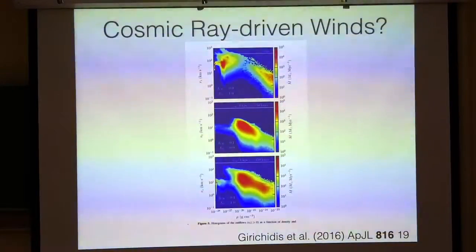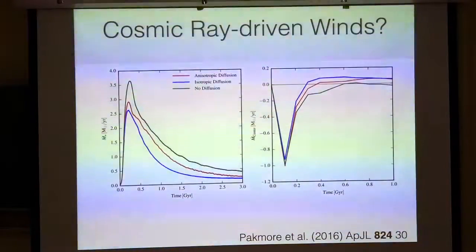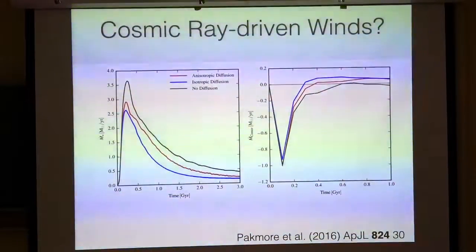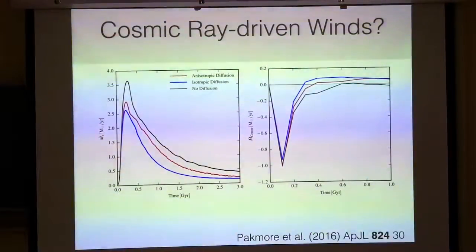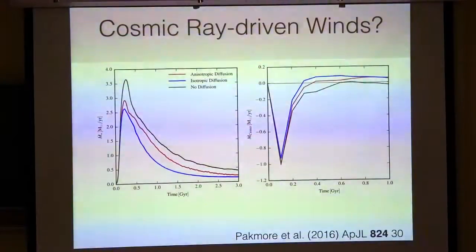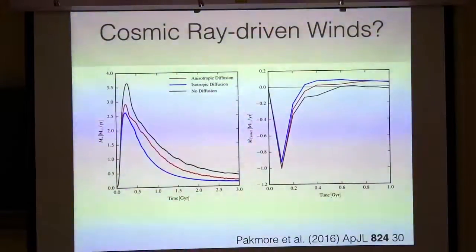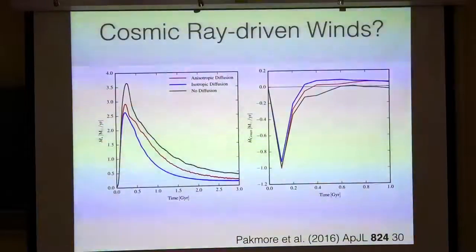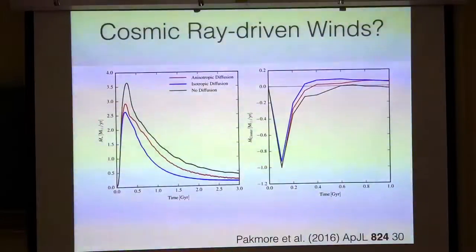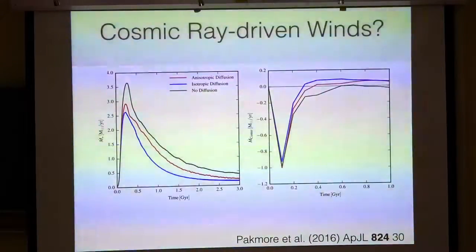You can ask me about it after. Here's another example. This is Pakmor et al. They have streaming in this one. Here's the star formation rate as a function of time in their galaxy, and here's the mass loss rate in the wind as a function of time. So the star formation rate is 2 or 3 or whatever, and the mass loss rate is about unity, so that's a mass loading factor of about a third. But this is in a halo of 10 to the 11 solar masses, and the dwarf mass loading factors that people want to explain, to match cosmological simulations, you need mass loading factors of like 20. So again, this does not work.